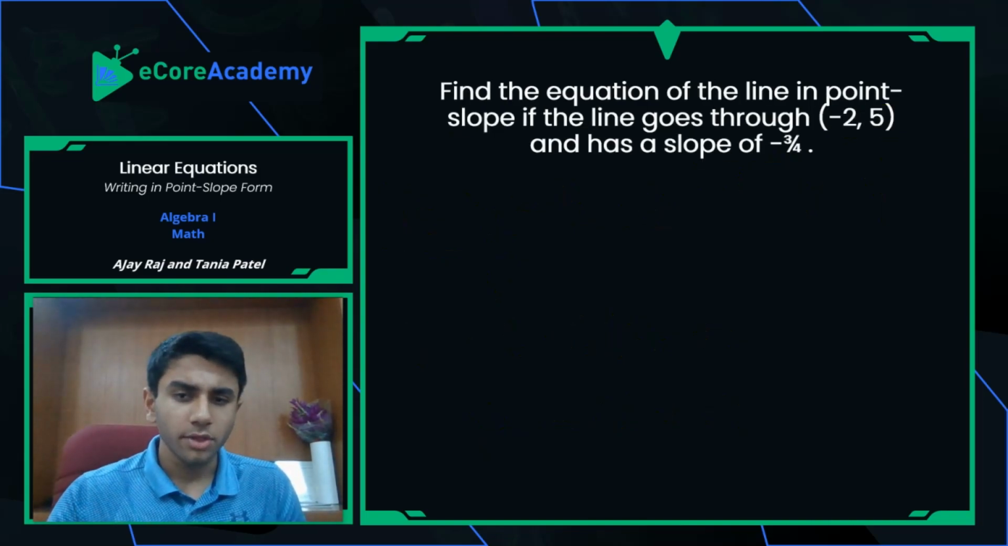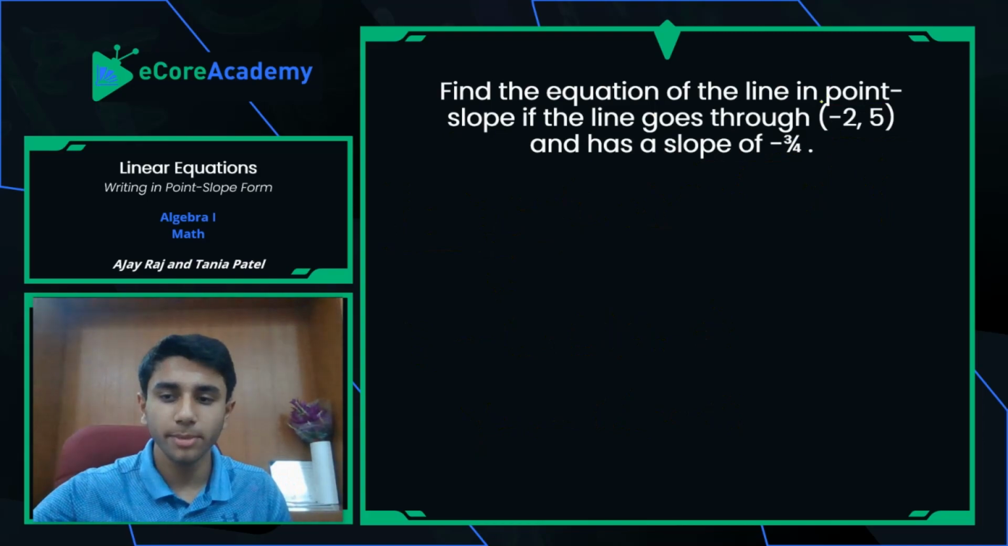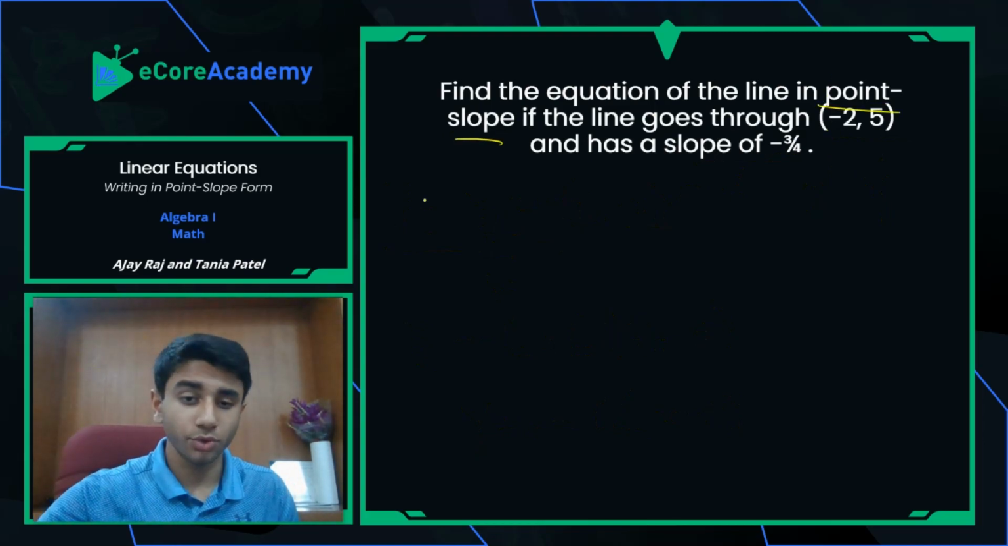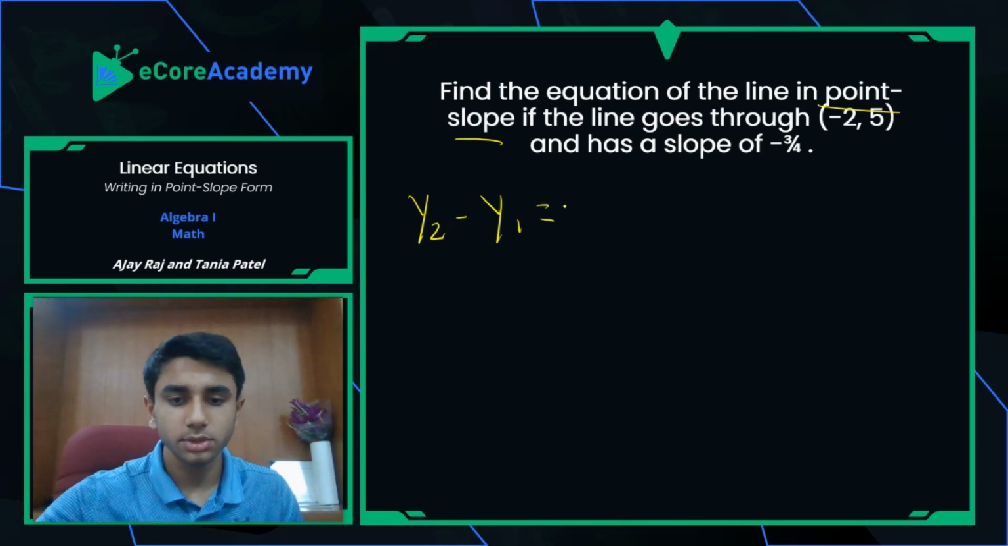Let's take a look at another problem with point slope form. We're going to use the same process, practice with some coordinate pairs, and plug in our slope. So of course, it's point slope form here as indicated. We're going to write out our equation: y2 minus y1 equals m times x2 minus x1.